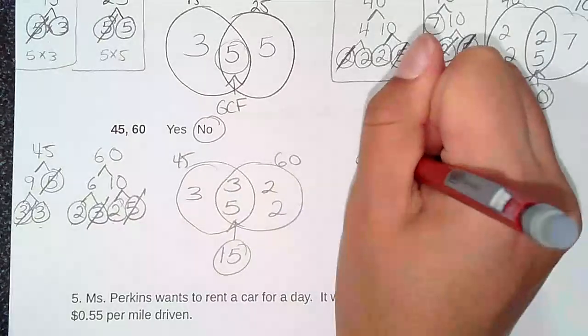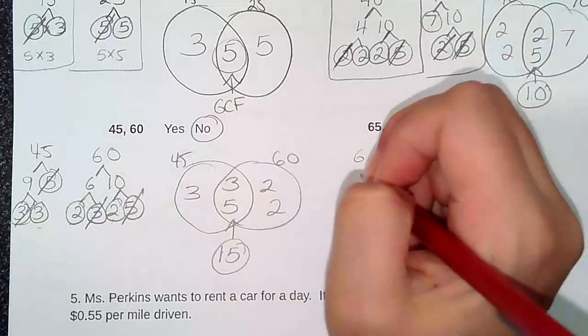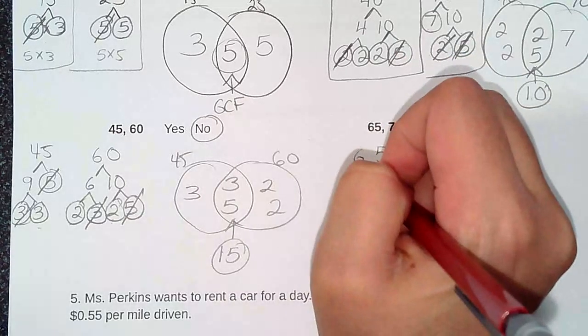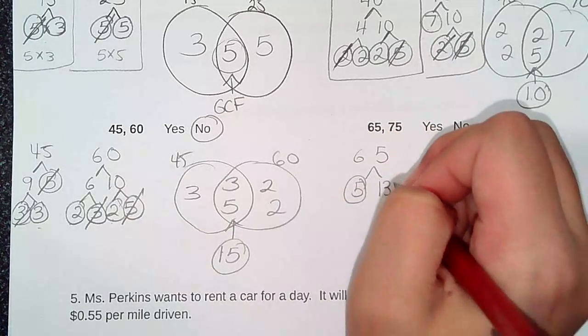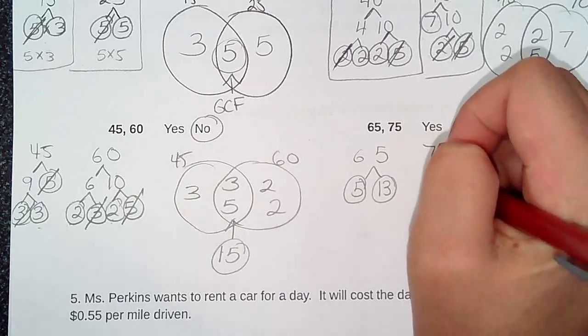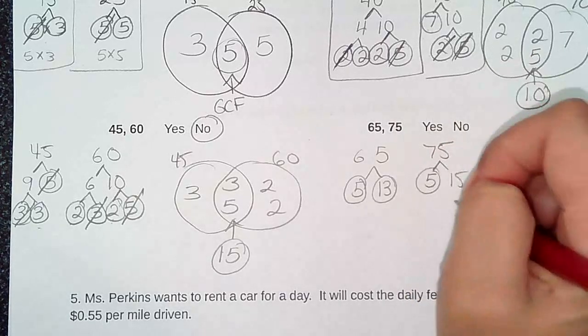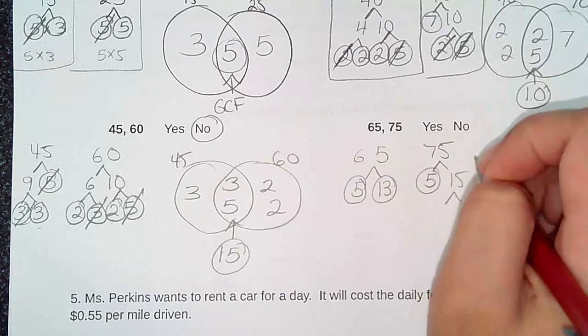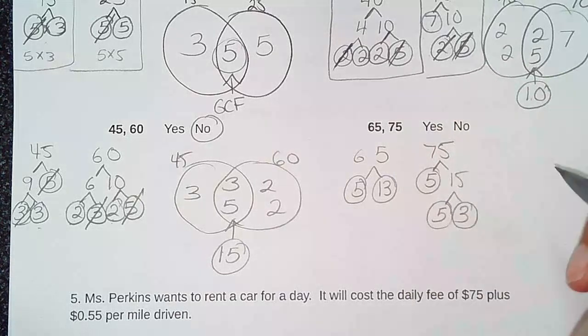65. Okay, break that down. I'm going to do 5 times 13. 5 is prime and 13 is prime. 75 is 5 times 15. 5 is prime, 15 is not. 15 is 5 times 3. 5 is prime, 3 is prime.